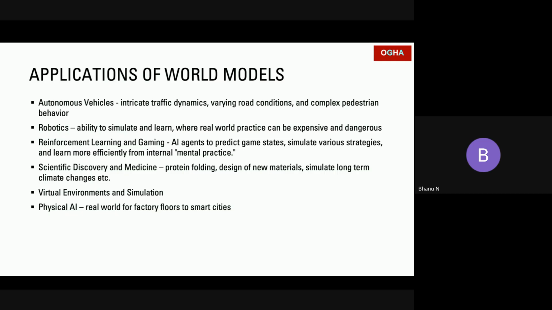And then it's not just for factory floors or warehouses, it can be extended even for larger ones such as smart cities going forward.